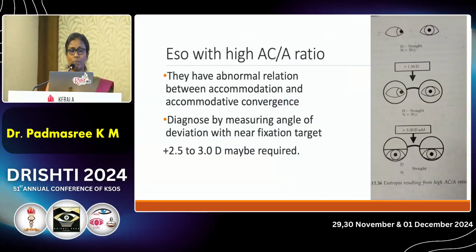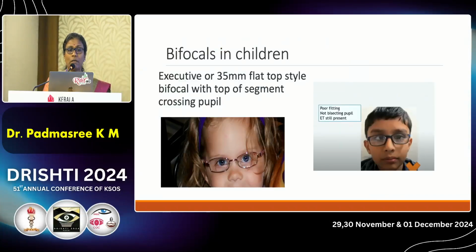Coming to esotropia with high AC/A ratio, here they have an abnormal relationship between accommodation and accommodative convergence. So for near, the esotropia will be larger, and that can be made straight by relaxing the accommodation with a +3 add. Because of time shortage, I am not talking about how to calculate the AC/A ratio. Anyway, when the child is given a spectacle correction, it should be an executive type of bifocal, a flap top style segment, and the top of the segment should be crossing the pupil. So that makes sure that the child uses the spectacle for all near activities.